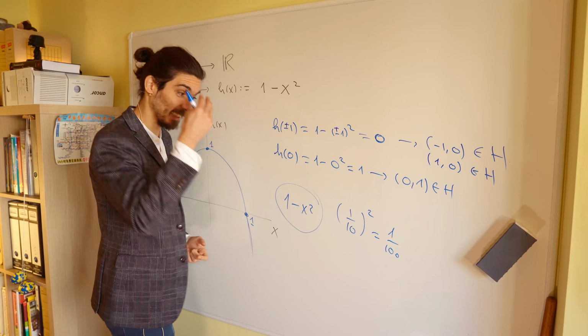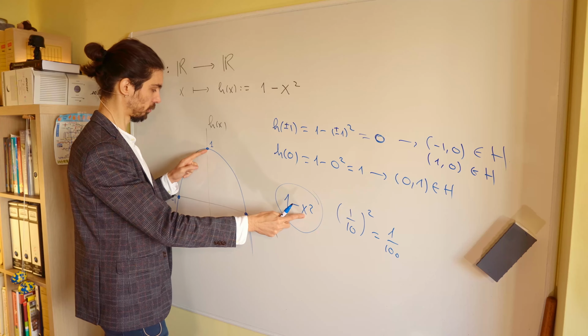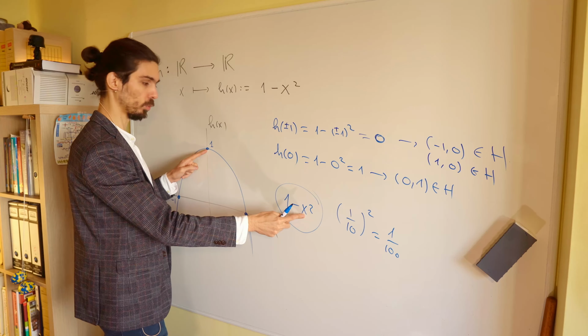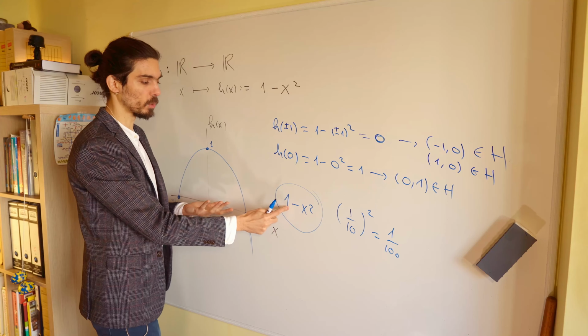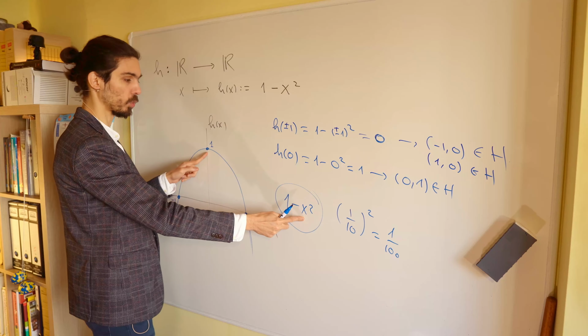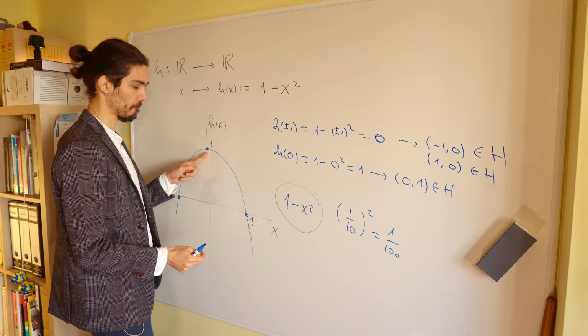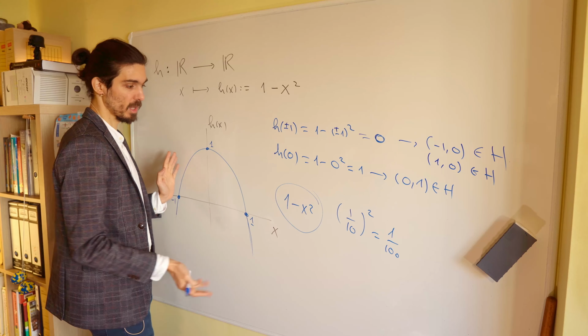Moreover, when x is exactly 0, we are at the top. You see, because you are always subtracting from 1 some number. The minimum number that you can subtract from 1 is 0, so you get the maximum of this thing. Can you see?